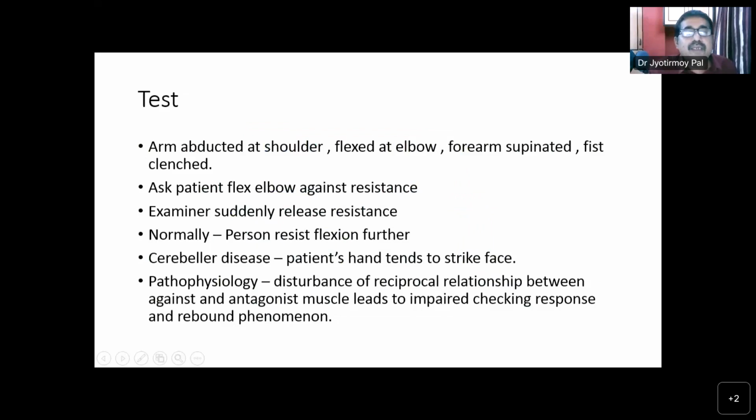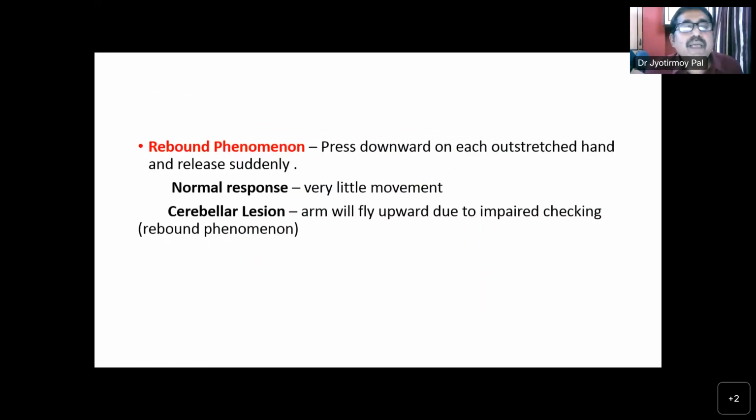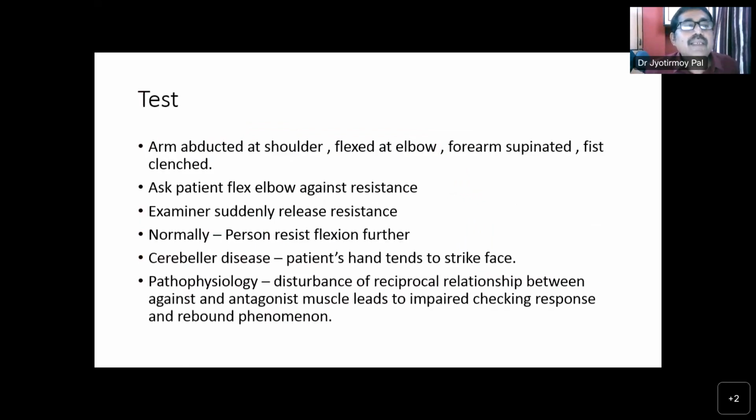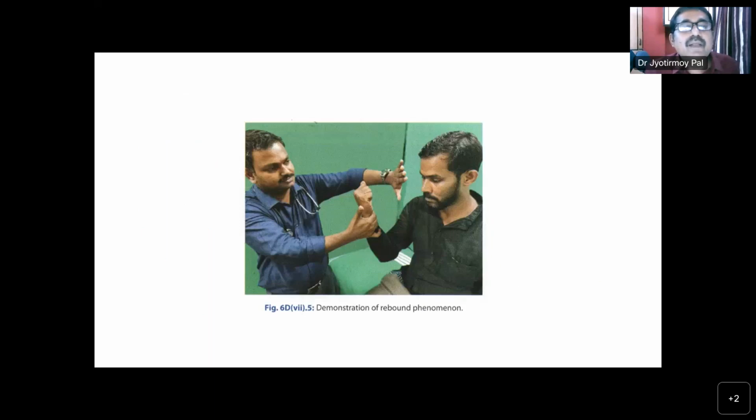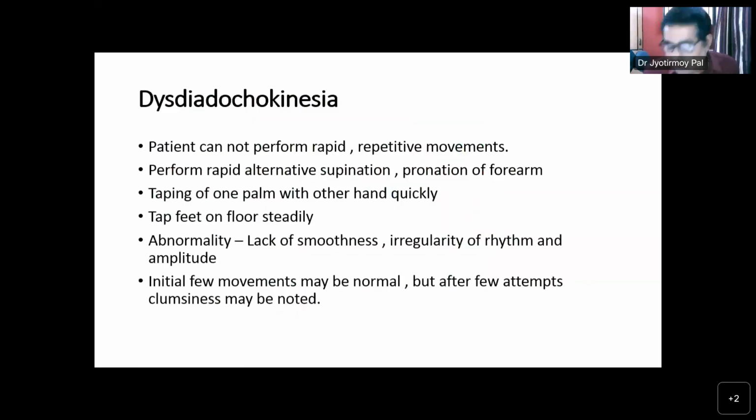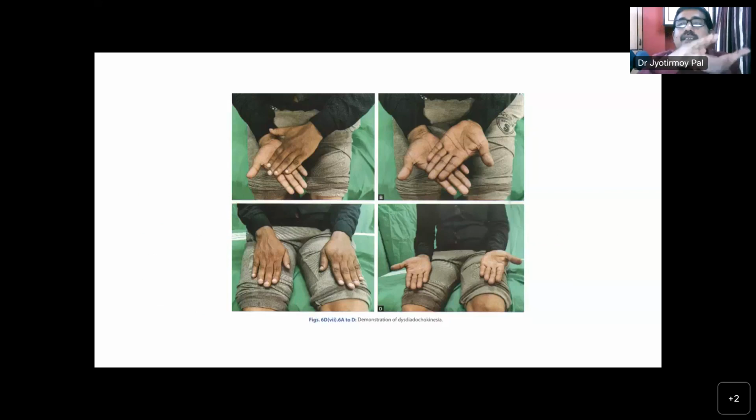This is very important. This can detect if there is a cerebellar lesion; there will be unilateral or ipsilateral derangement or rebound we can observe. Next is dysdiadochokinesia. I told you this is like this. Dysdiadochokinesia, rapid alternating movement.